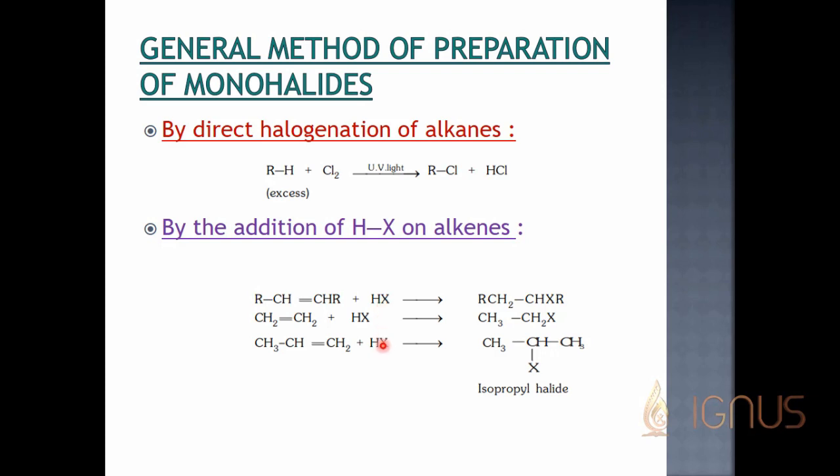Here you can see in HX, H is positively charged, that means H plus, and X is X minus. You can see in the product, H is added to the carbon having more number of hydrogens. That means H is positively charged, it is added to the carbon having more number of hydrogens. And X will be in the state of X minus and it is added to the carbon having less number of hydrogens. In this reaction you will be getting isopropyl halide as the product. Try to write down both the reactions. These are very important.